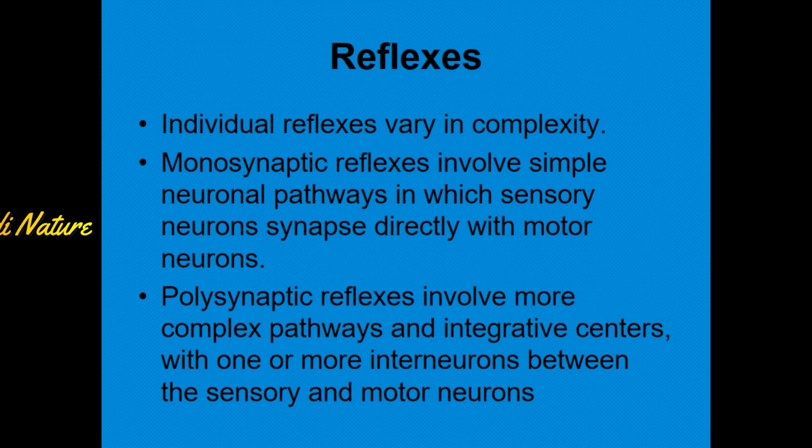Individual reflexes vary in complexity. That means they have different complex individual reflexes. One type is monosynaptic reflexes. It involves simple neuronal pathways in which sensory neurons directly synapse with motor neurons. The other type is polysynaptic reflexes. They involve more complex pathways and integrative centers. They have one or more interneurons between the sensory and motor neurons.